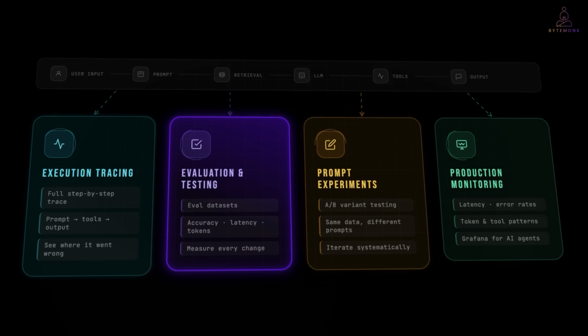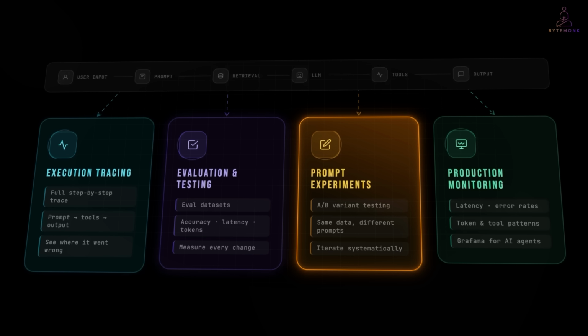But observability isn't just about debugging. It's also how you get better over time. AI outputs aren't binary. A response can be partially correct, off-topic, or subtly misleading. LangSmith lets you build evaluation datasets and runs your system against them automatically, measuring accuracy, relevance, latency, and token usage. So when you change a prompt or tweak your retrieval logic, you're not guessing whether it helped. You can measure it. Same goes for prompt experimentation. Small wording changes can dramatically shift model behavior. LangSmith lets you run A/B comparisons across prompt variants against the same dataset. So your iteration is systematic.